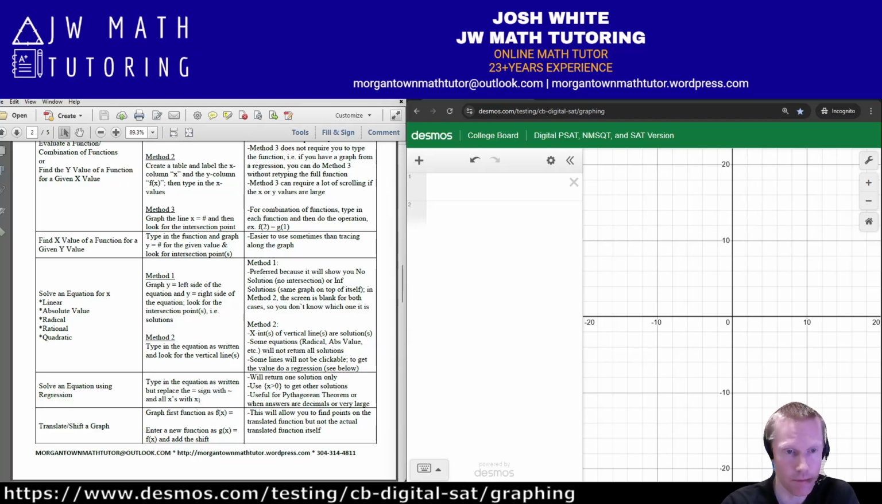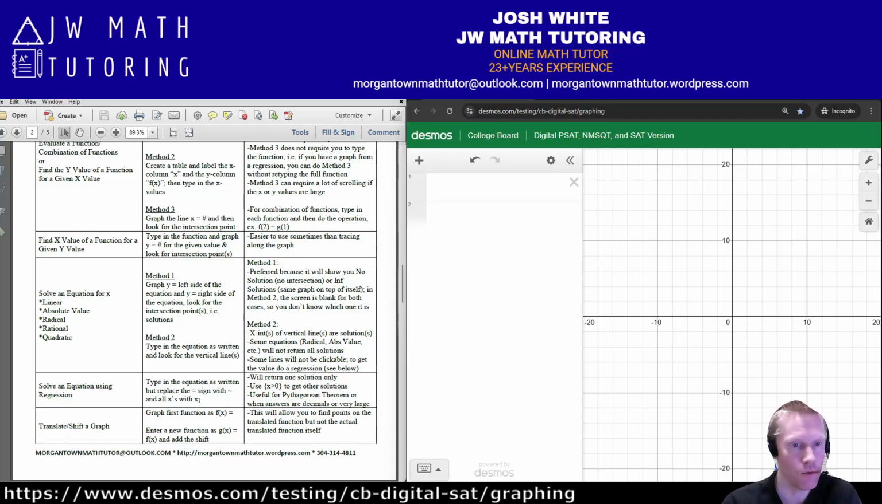So I generally do not prefer method 2. I almost always prefer method 1. But method 2, I mean, obviously it can be used, especially for basic linear or quadratic equations.